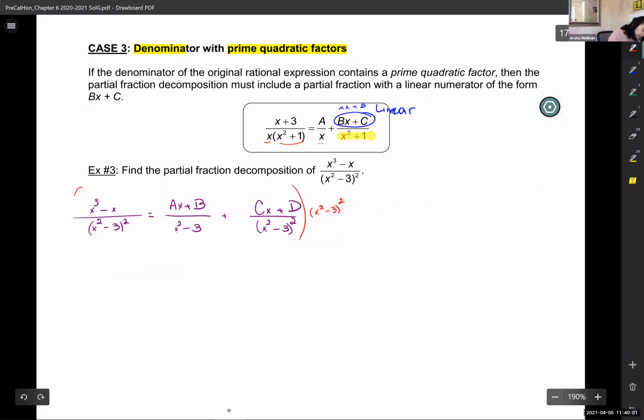Okay? All right. Let's multiply by the LCD again. You know what? I'm going to save some ink here, right? We're going to multiply the whole thing by the LCD. First off, I get x cubed minus x equal to ax plus b times x squared minus 3 plus cx plus d. Everybody okay with this?